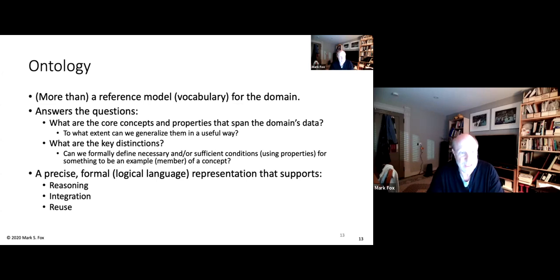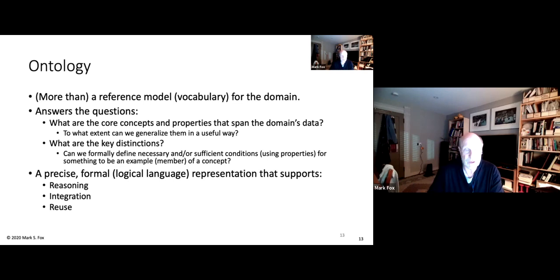we can then support a variety of applications. One example being reasoning. Another example can be interoperability, integration of data from multiple sources. Another application can be the reuse of this ontology for many different applications that need a knowledge representation.